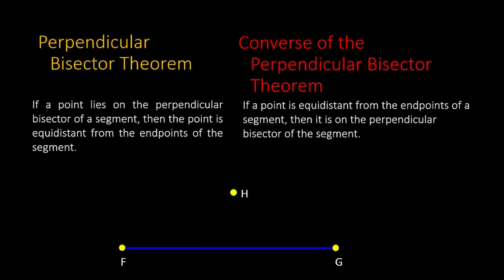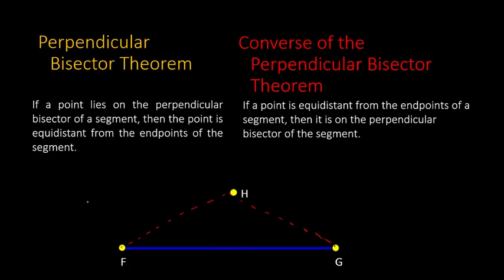There is a converse of the perpendicular bisector theorem. So we just talked about, being given a perpendicular bisector of some segment, what we can conclude about points on the line and their distance from the endpoints of the segment being bisected. The converse of that: what if we just start out with some point that's equidistant from the endpoints of a segment?